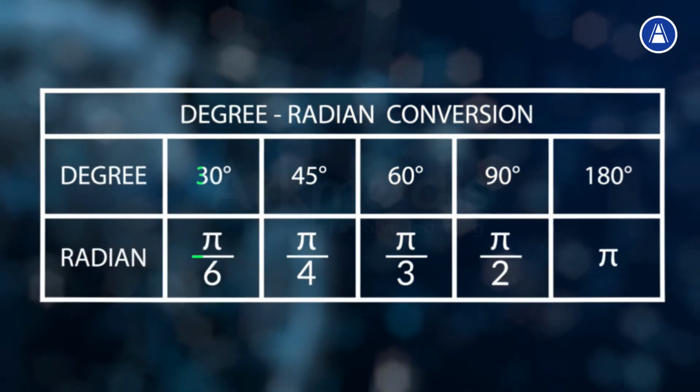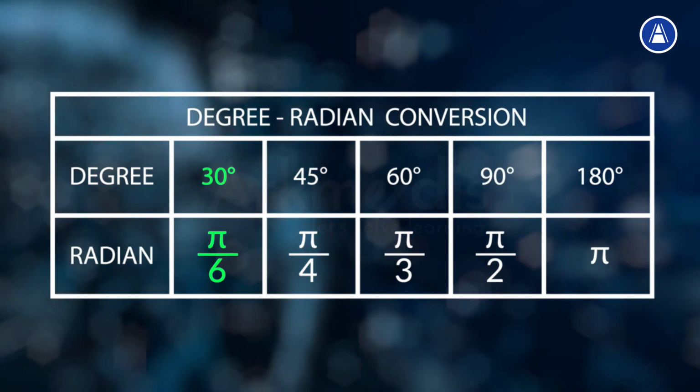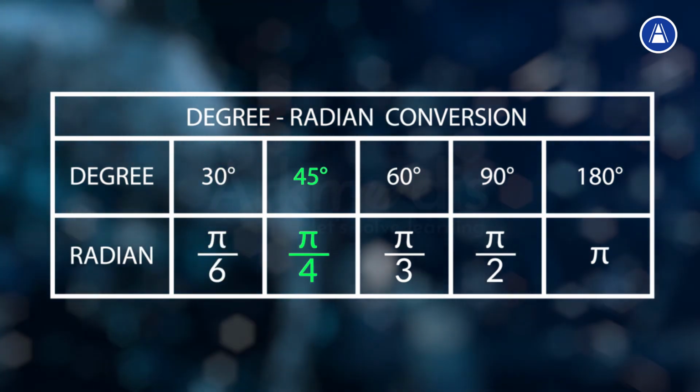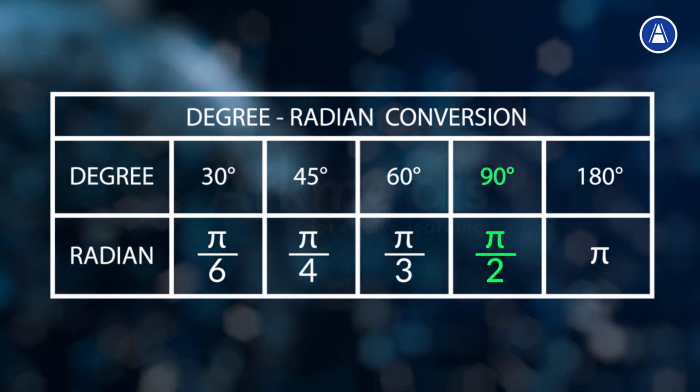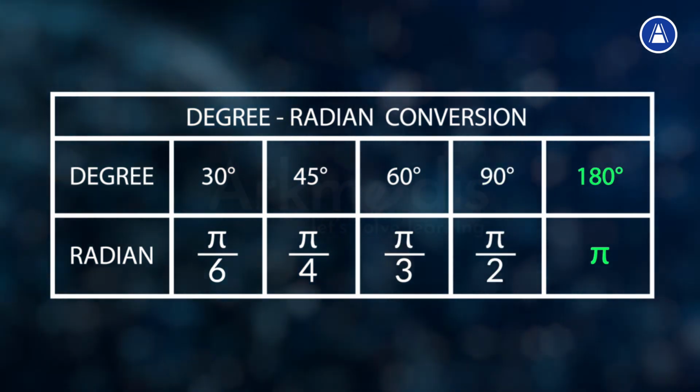Some of the standard degree to radian conversions are: 30 degrees is equal to pi by 6, 45 degrees is equal to pi by 4, 60 degrees is equal to pi by 3, 90 degrees is equal to pi by 2, 180 degrees is equal to pi radians.